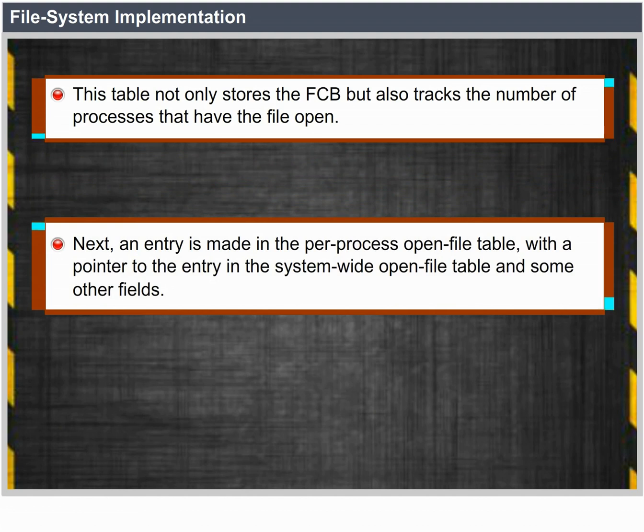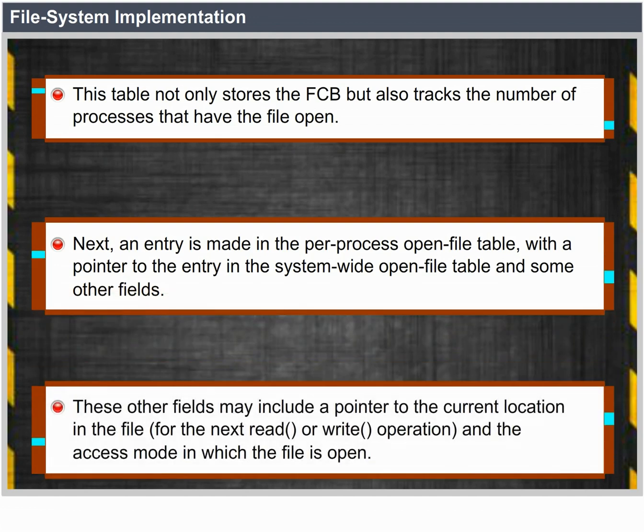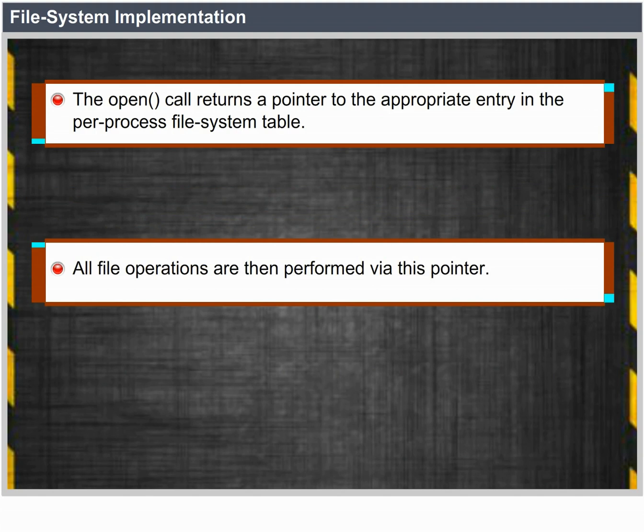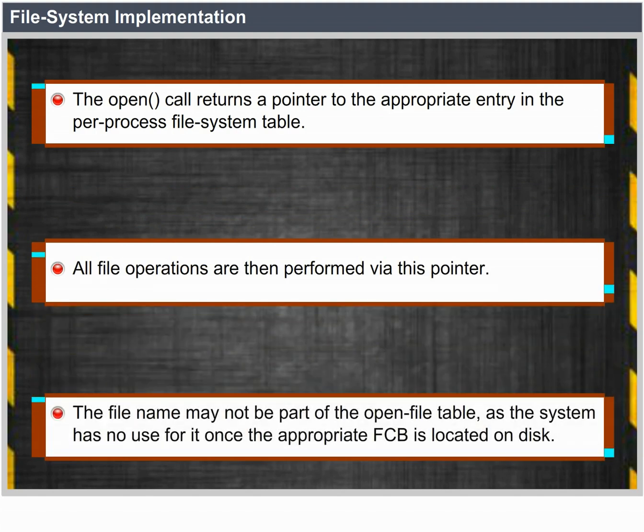These other fields may include a pointer to the current location in the file for the next read or write operation and the access mode in which the file is open. The open function call returns a pointer to the appropriate entry in the per-process file system table. All file operations are then performed via this pointer. The file name may not be part of the open file table, as the system has no use for it once the appropriate FCB is located on disk. It could be cached, though, to save time on subsequent opens of the same file.